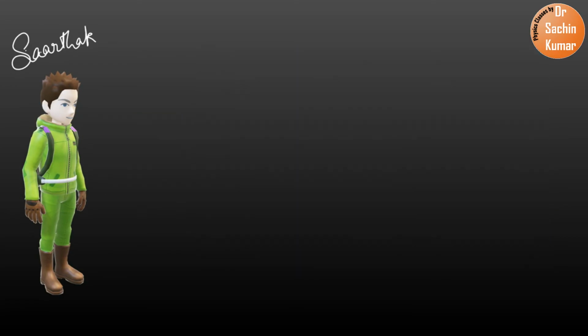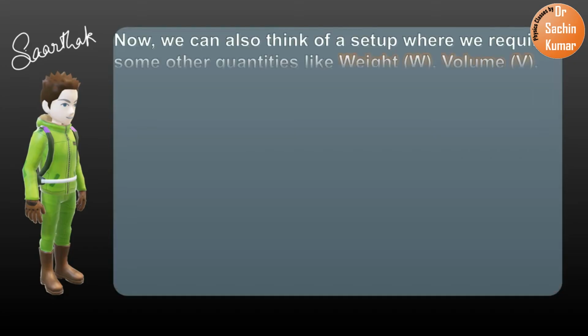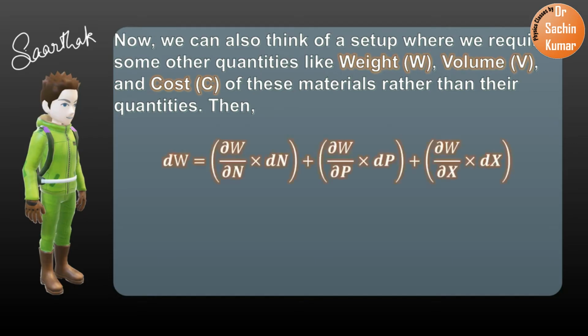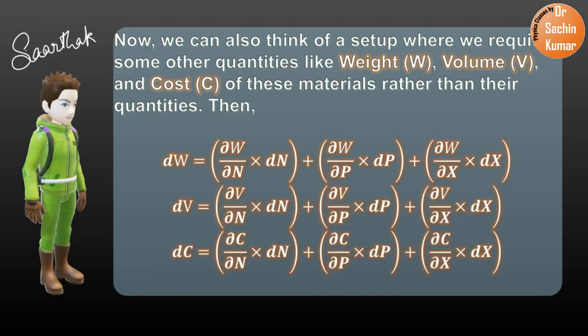And we can also think of a setup where we require some other quantities, like what is the total weight of this material, what is the total volume of this material, and the cost which we have already calculated, rather than their quantities. So overall we can construct 3 equations like this. For example, in the case of weight, the weight of 3 notebooks and 5 pens is something like this.